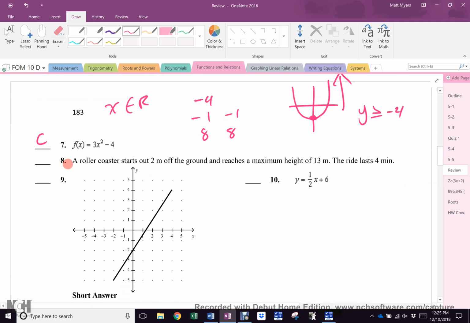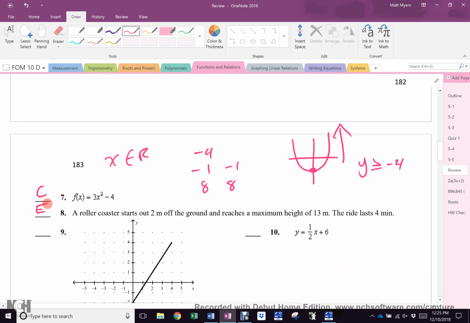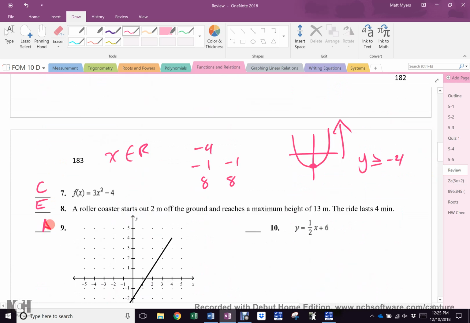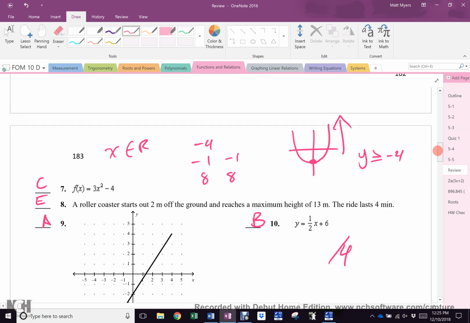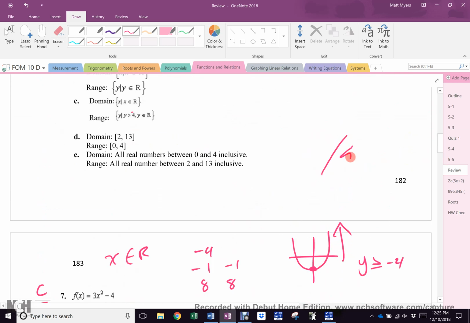Eight, which is it? E. Abso-smurfly correct. 9. A. Abso-smurfly correct. And 10? B, as in, boy, did you guys do a good job. First page was out of 6 and 3 is 9.